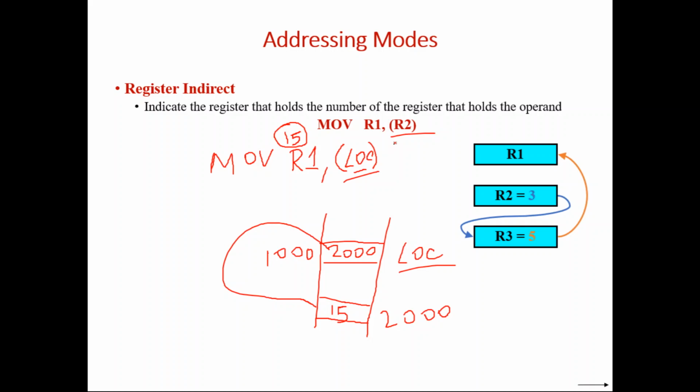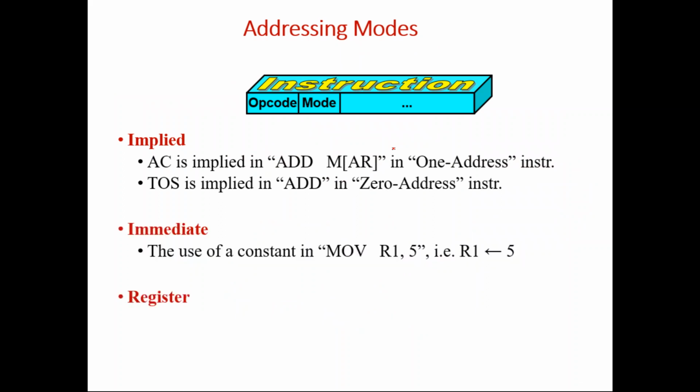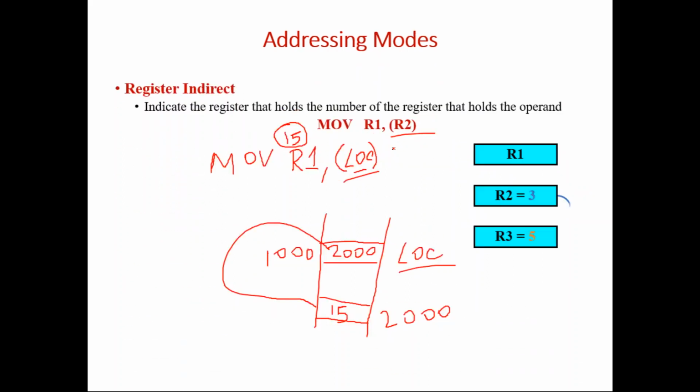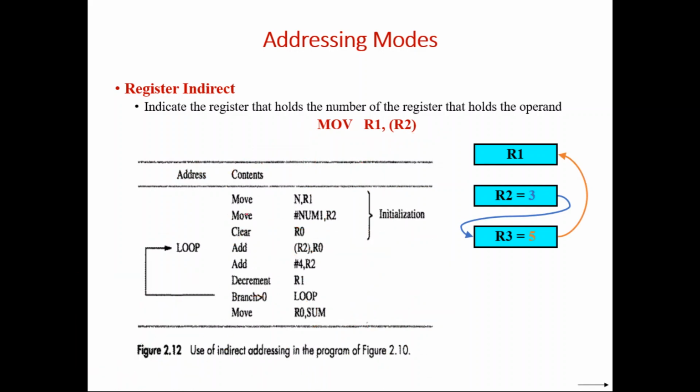If the bracket is not there, then it becomes direct addressing, that is, a register addressing mode. So this is how the register indirect, or just indirect, addressing mode works. You may ask where we should use this indirect addressing mode.